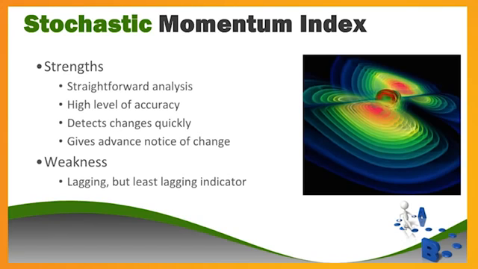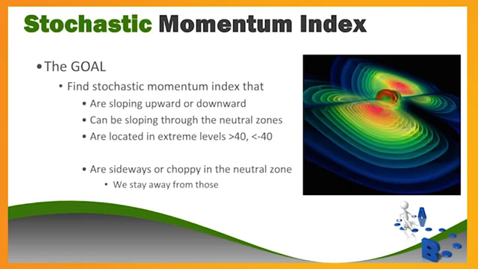All right, so let's take a look at the next slide. The goal for us finding the ideal space to trade the stochastic is to find a stochastic that has an image that is sloping upward or downward. If it's sloping upward, you know it's got momentum and acceleration associated with that.